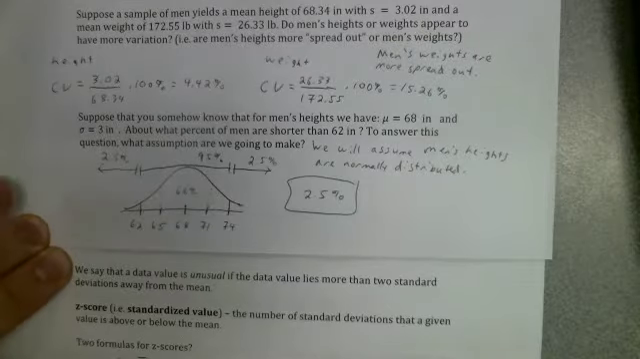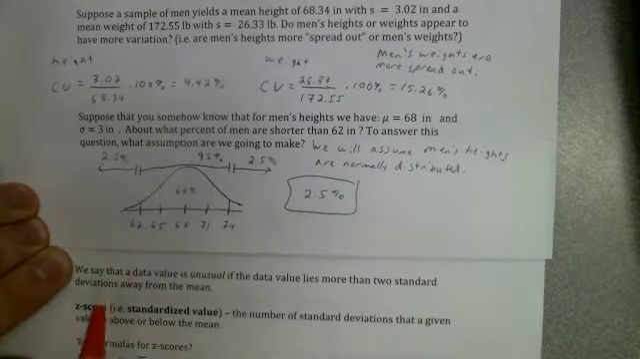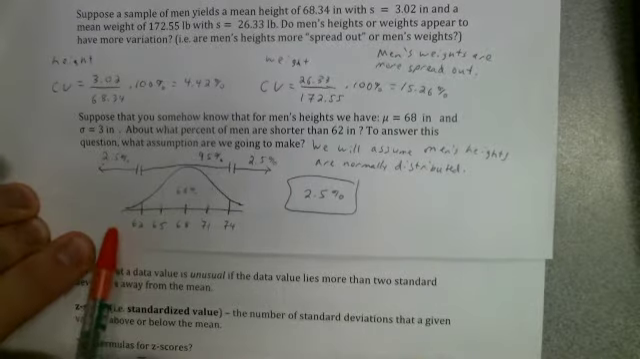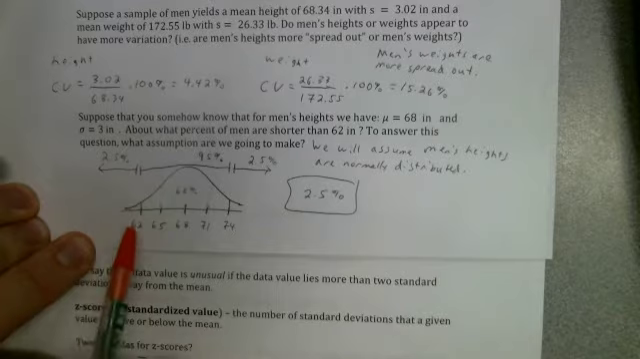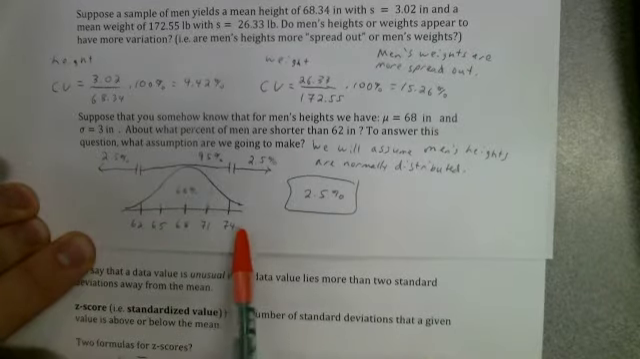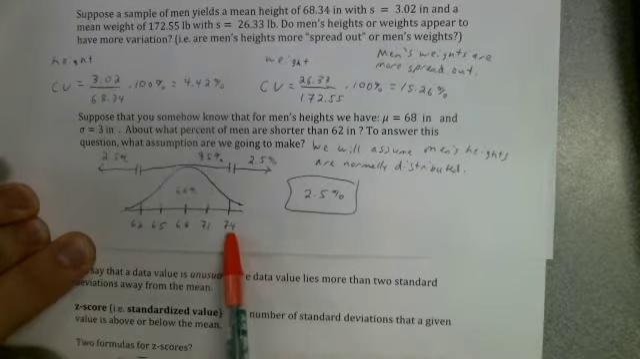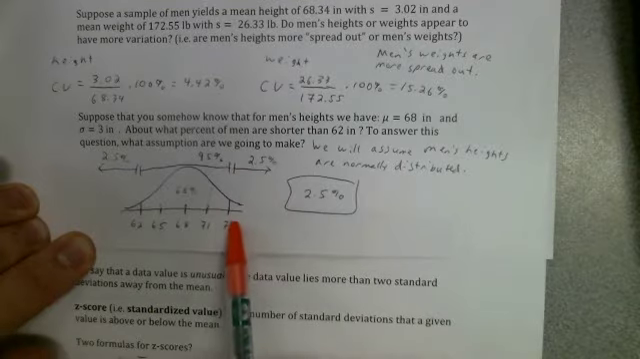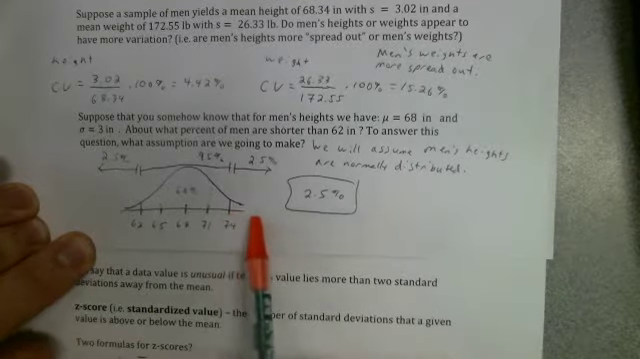So what we saw in our last problem is this. It's rather unusual to find a man shorter than 62 inches. Only 2.5% of men are shorter than 62 inches. Similarly, it's rather unusual to find a man who is taller than 74 inches. Only 2.5% of men are taller than 74 inches.